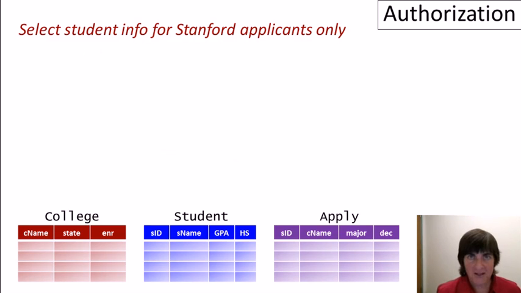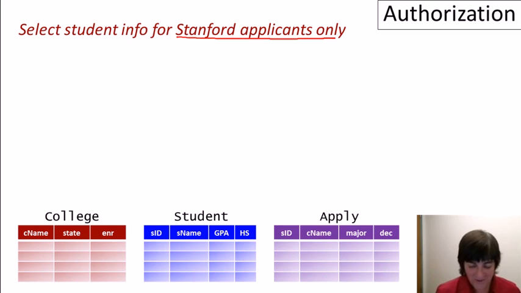So far so good, but now let's introduce a little twist. Let's suppose that we have a user that we want to authorize to access information in the student relation, but only for students who have applied to Stanford. How can we possibly do that? Why don't you give that a thought?